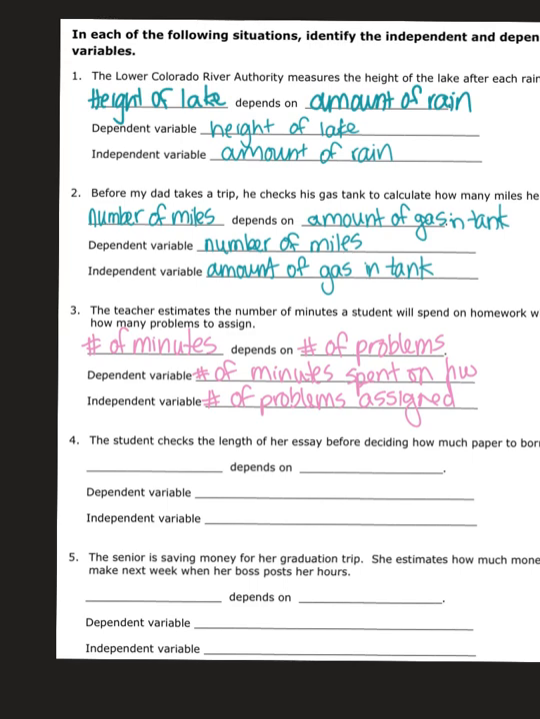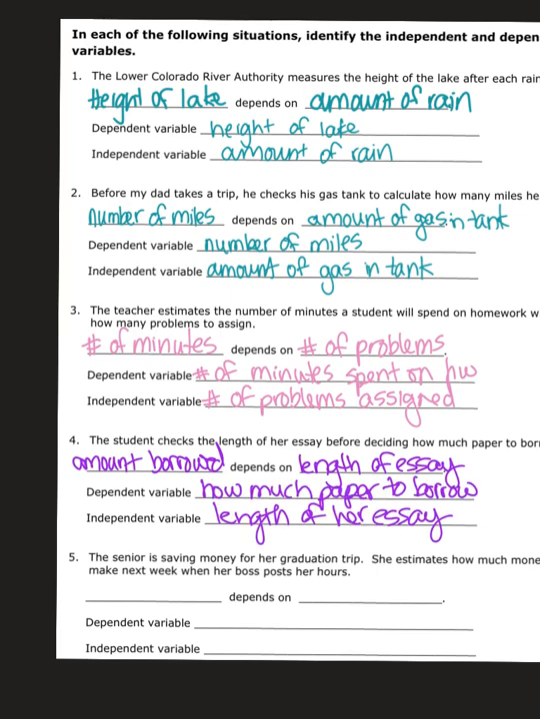Okay, this next one, the student checks the length of her essay before deciding how much paper to borrow. Okay, she's going to borrow as much paper as she needs depending on how long her essay is. So the amount of paper she borrows depends on the length of her essay. So that means her dependent variable is the amount of paper to borrow, and the independent variable is the length of her essay. Okay, she can't borrow paper until she knows how much she needs. So she needs to know how long it's going to be to know how much paper she's going to borrow.